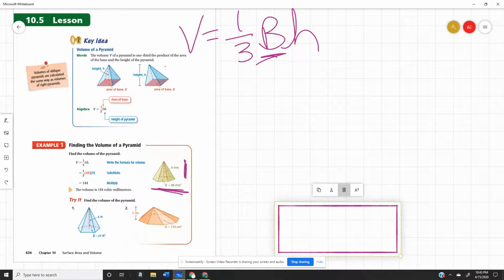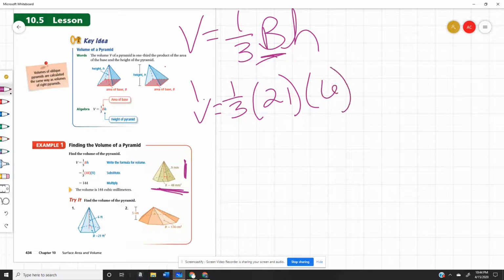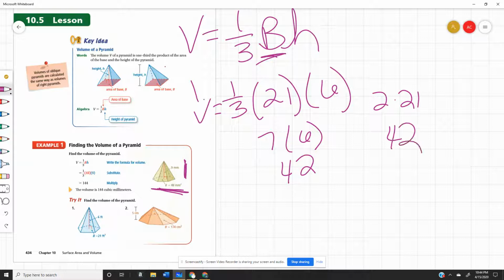Hopefully you pause and solve them on your own, or at least try to, and then come back. So in try-it number 1, V is equal to 1/3. The area of the base here is 21, and we have a height of 6. I can look at this multiple different ways. 1/3 of 21 is going to be 7. So then I have 7 times 6, which is 42. I can look at 1/3 of 6 is 2 times 21, still 42.